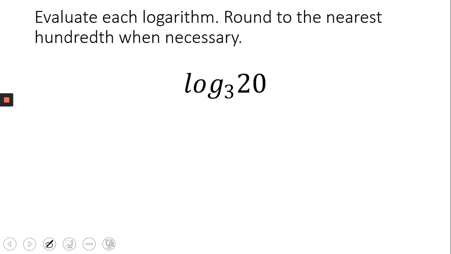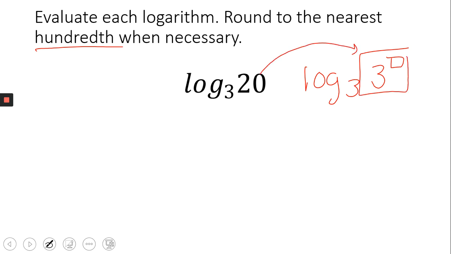Evaluate each log, rounding to the nearest hundredth. That's 2 decimal places when necessary. Okay, so the first thing you always want to do is to see if you actually need a calculator on this. So, can I write this as 3 to some power? Can I take 20 and rewrite it as 3 to some power? It's pretty obvious that 20 is not a power of 3, so that's not going to work for us. So let's use change of base.